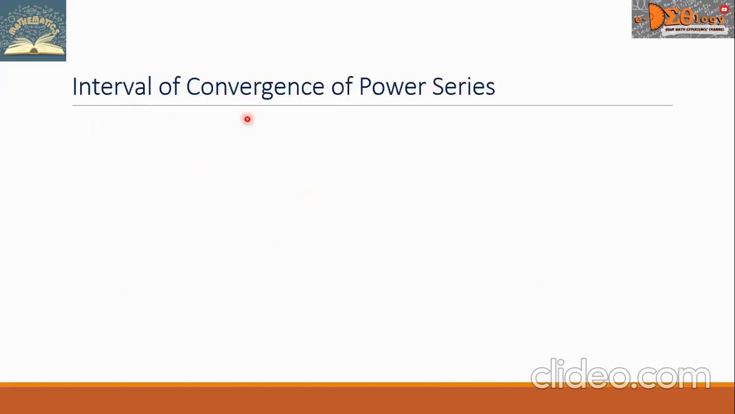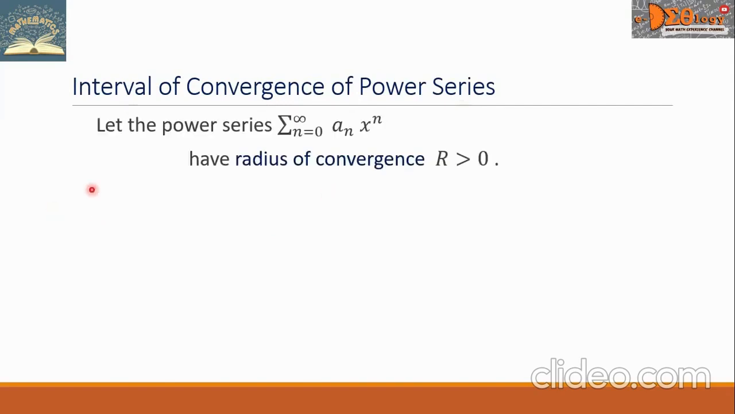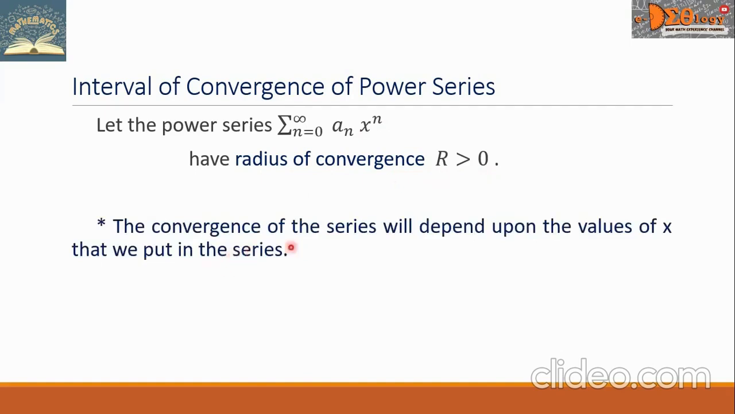Let's go to interval of convergence of power series. Let the power series summation from n equals 0 up to infinity of a sub n times x raised to power n have radius of convergence capital R that is greater than 0. The convergence of the series will depend upon the values of x that we put in the series.